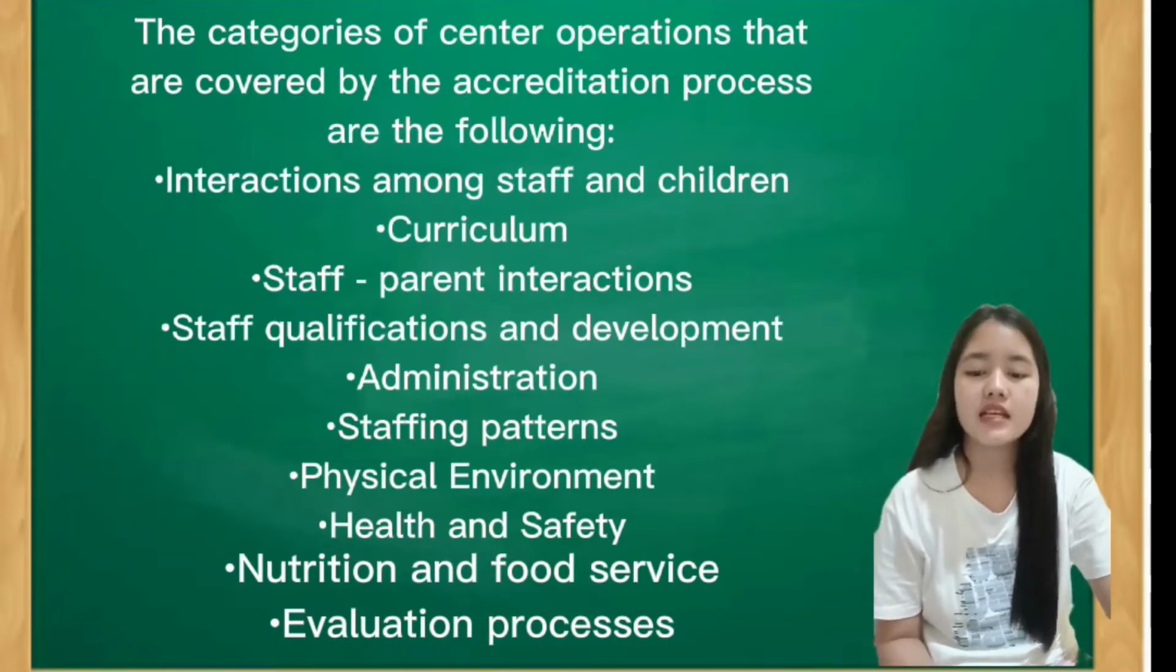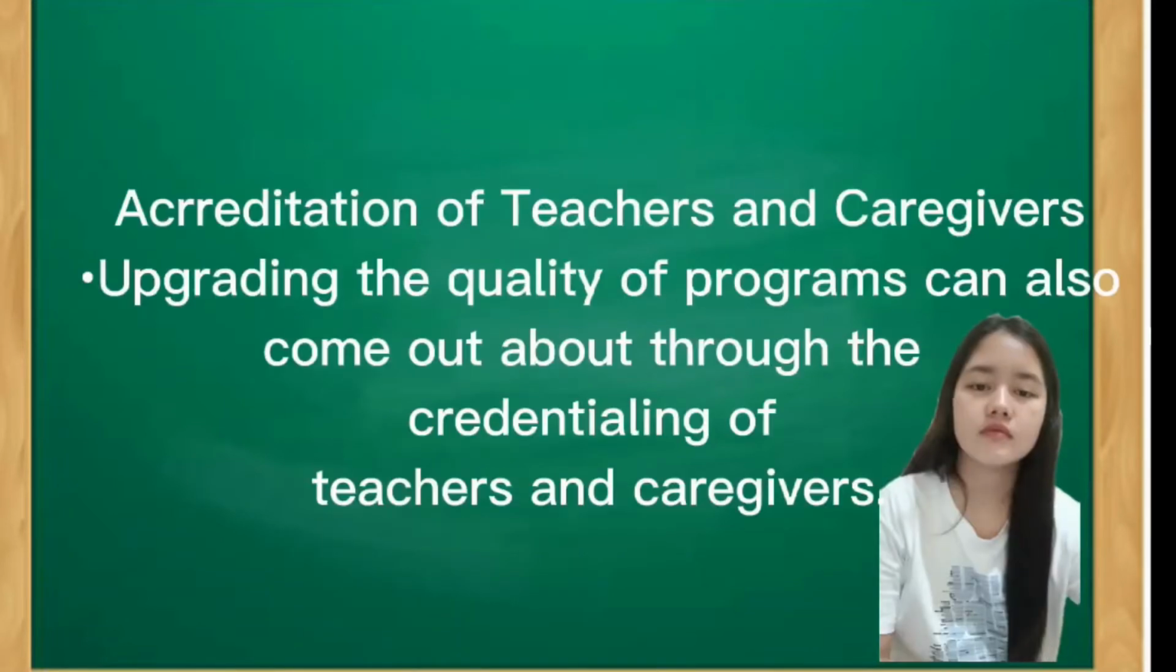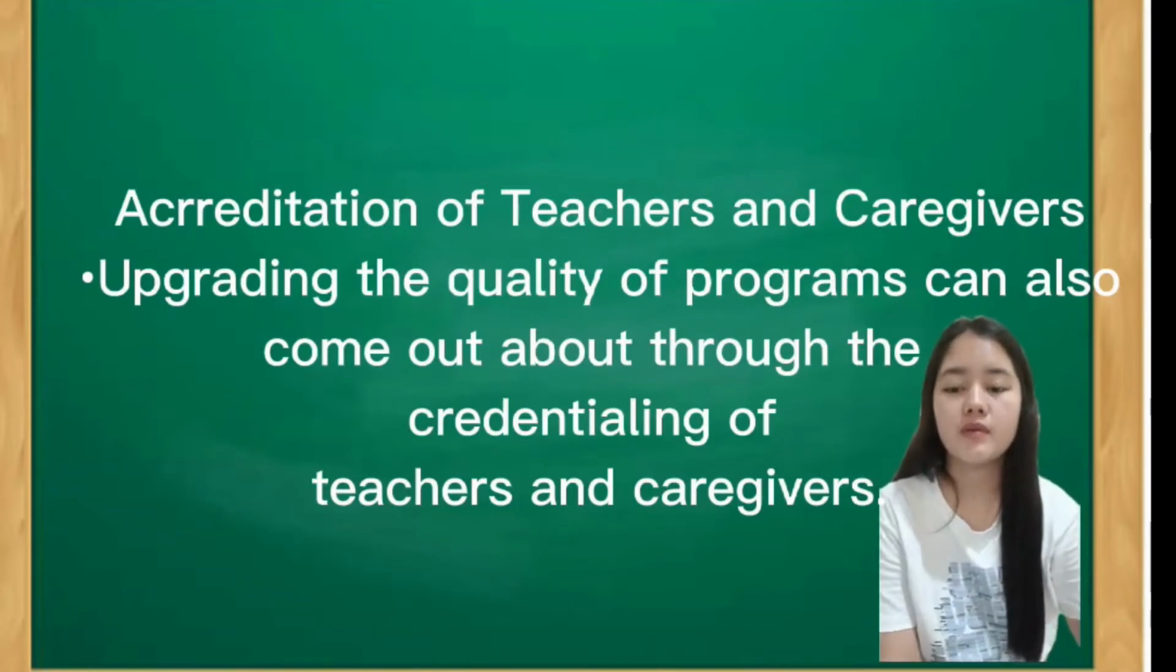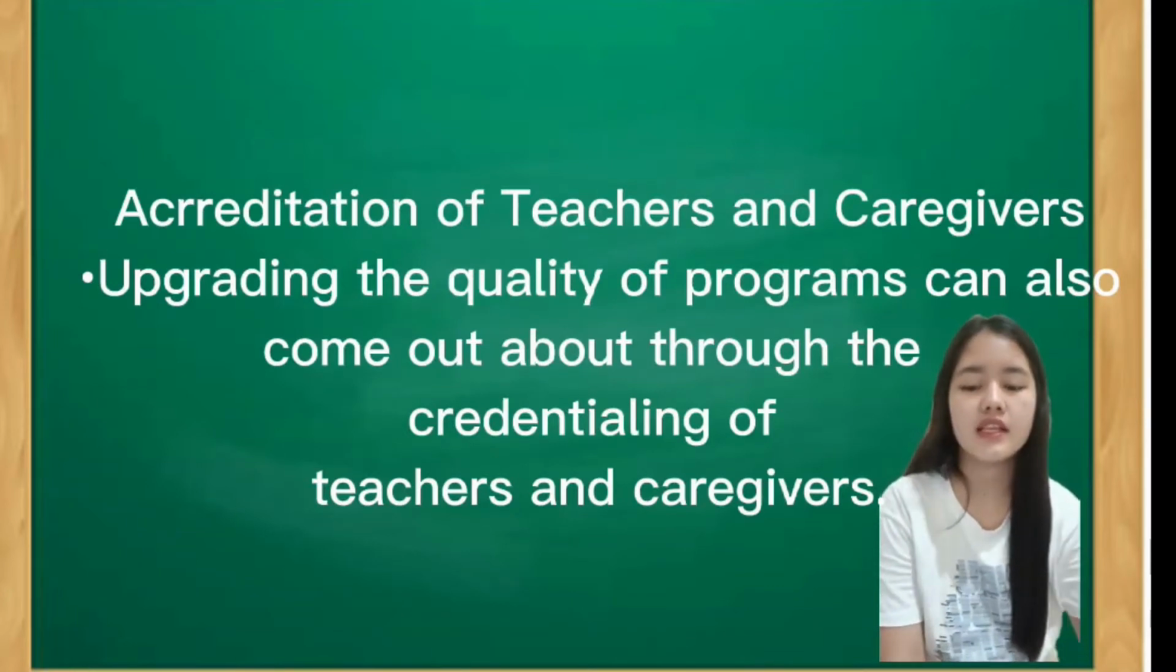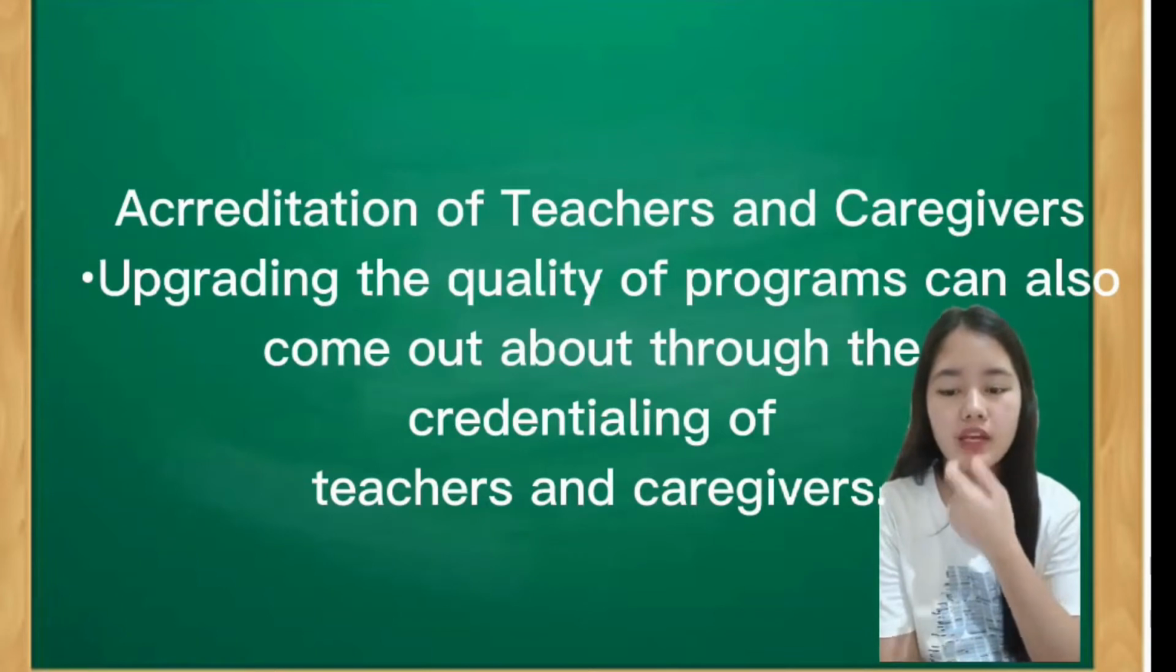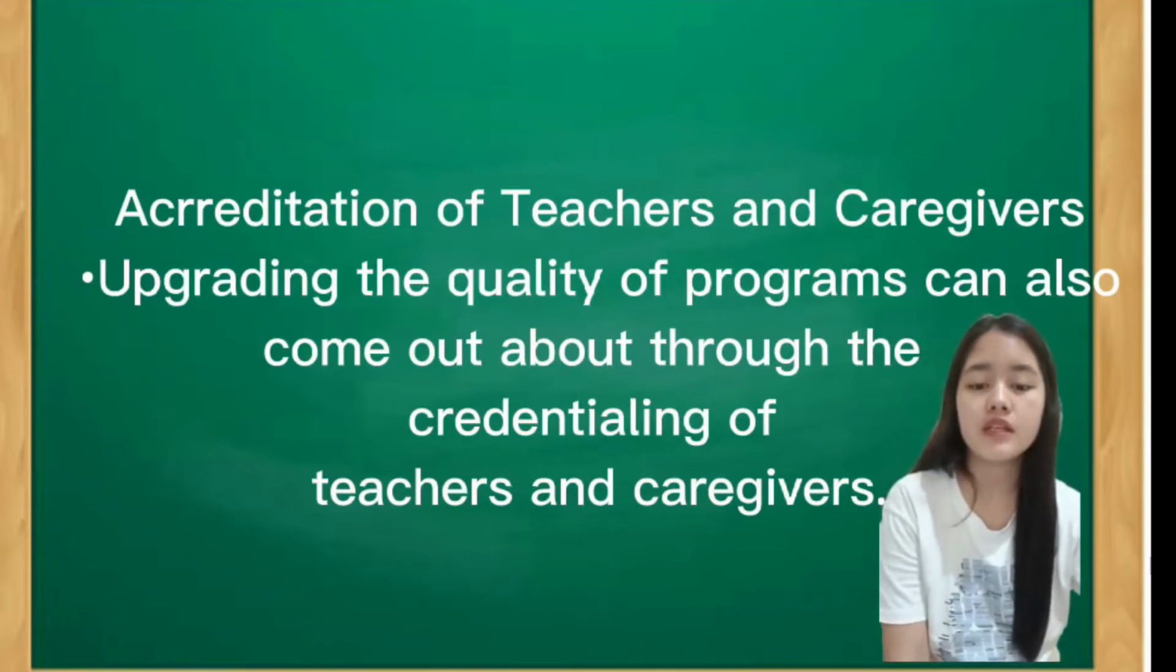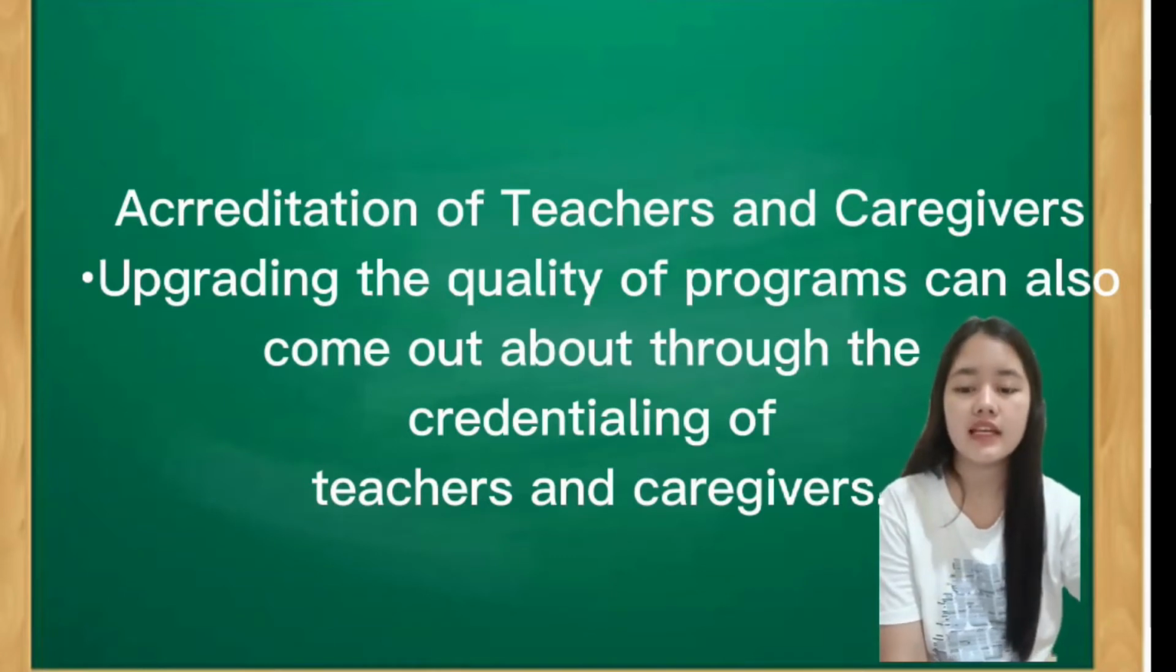And the next one is health and safety. The program promotes the nutrition and health of children and protects children and staff from illness. Next is nutrition and food service. And then the next one is evaluation processes. So the next topic is accreditation of teachers and caregivers. Upgrading the quality of programs can also come about through the credentialing of teachers and caregivers.